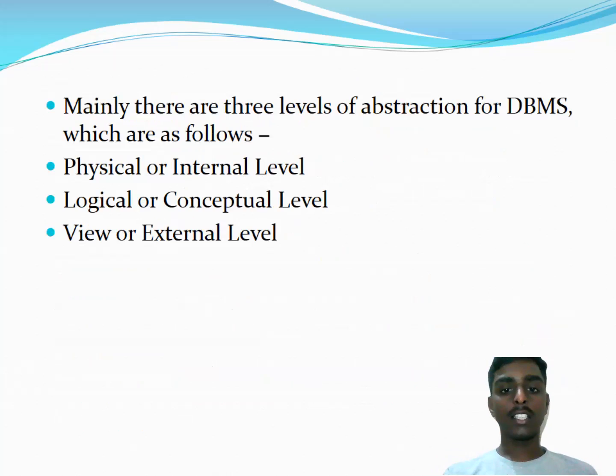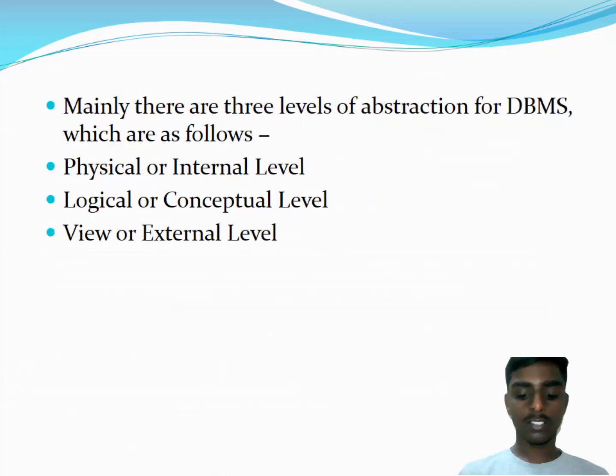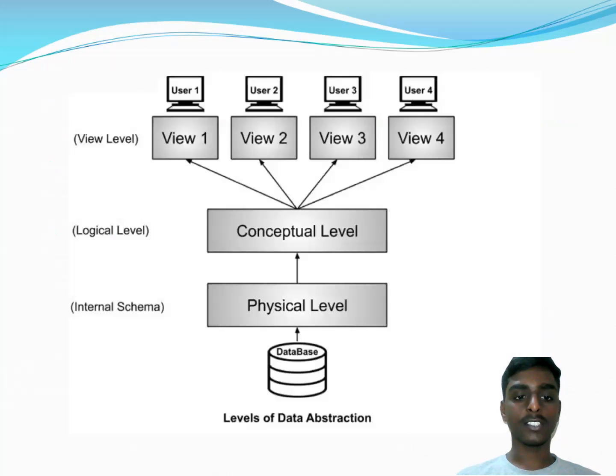Mainly, there are three levels of data abstraction of DBMS, which are given below. First is physical or internal level. Second, logical or conceptual level. Third, view or external level. Let us know briefly about the three levels of data abstraction. This picture shows how the three levels are interconnected in the database management system.